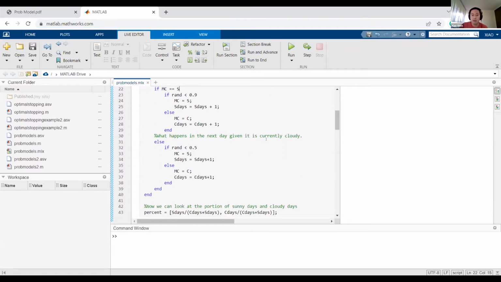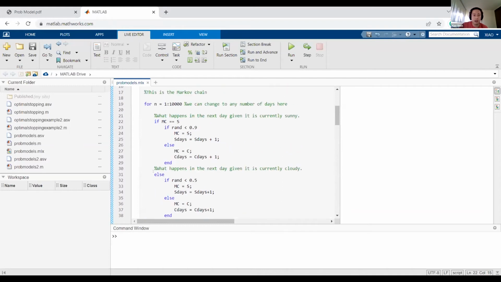Now, if we're currently at a cloudy day, this else corresponds to this part of the if statement. This just means our Markov chain is really at C, and again over here we're going to flip a coin. In this case it will be half and half. So if the random number from 0 to 1 is less than 0.5, we jump to S, and then the total number of sunny days, we're going to add 1 to it.